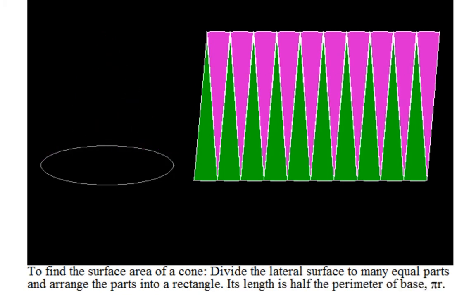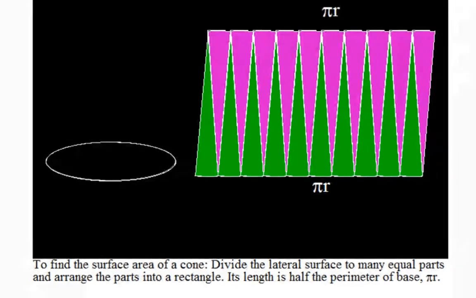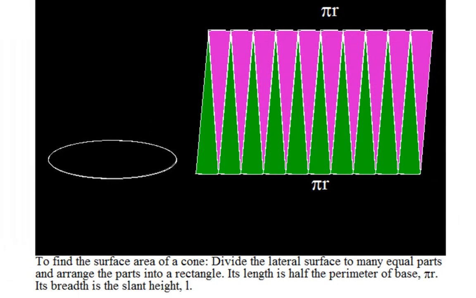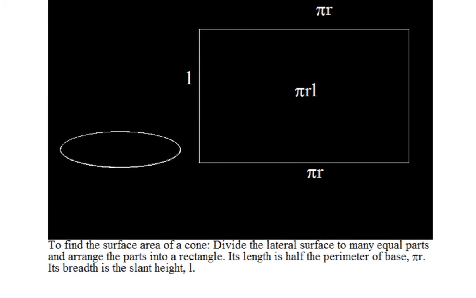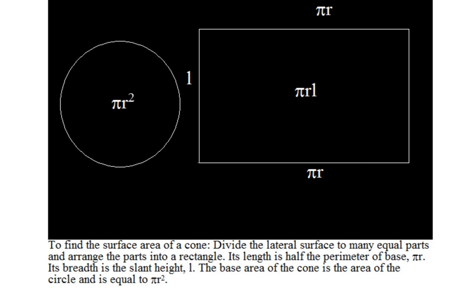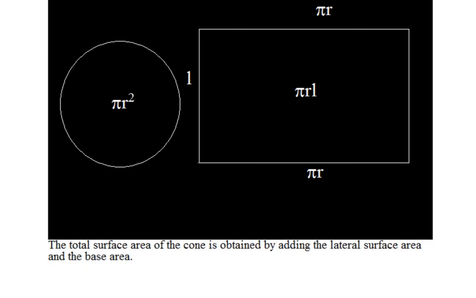Its length is pi r. Its width is slant height L. So lateral surface area is pi r L. Base area is pi r square. So, total surface area of a cone is pi r L plus pi r square.